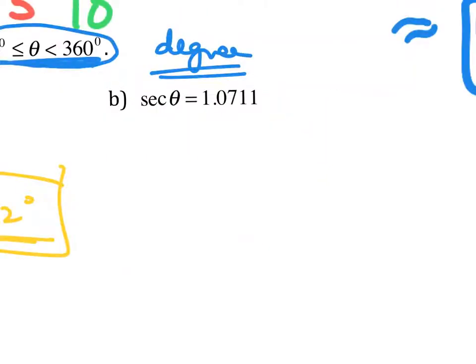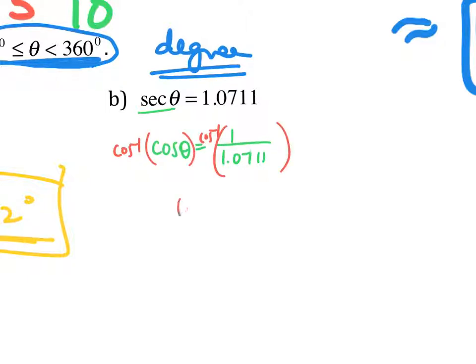Okay, secant theta is equal to 1.0711. So if you see secant theta, cosecant theta, or cotangent theta, rewrite the whole thing in terms of the reciprocal. So that means cosine of theta will be 1 over your ratio. So that's what I have. Now I can take the inverse cosine of both sides. And so I get theta is equal to 21 degrees. Actually, again, it's rounded to 3 decimal places, so it's going to be 20.994 degrees.